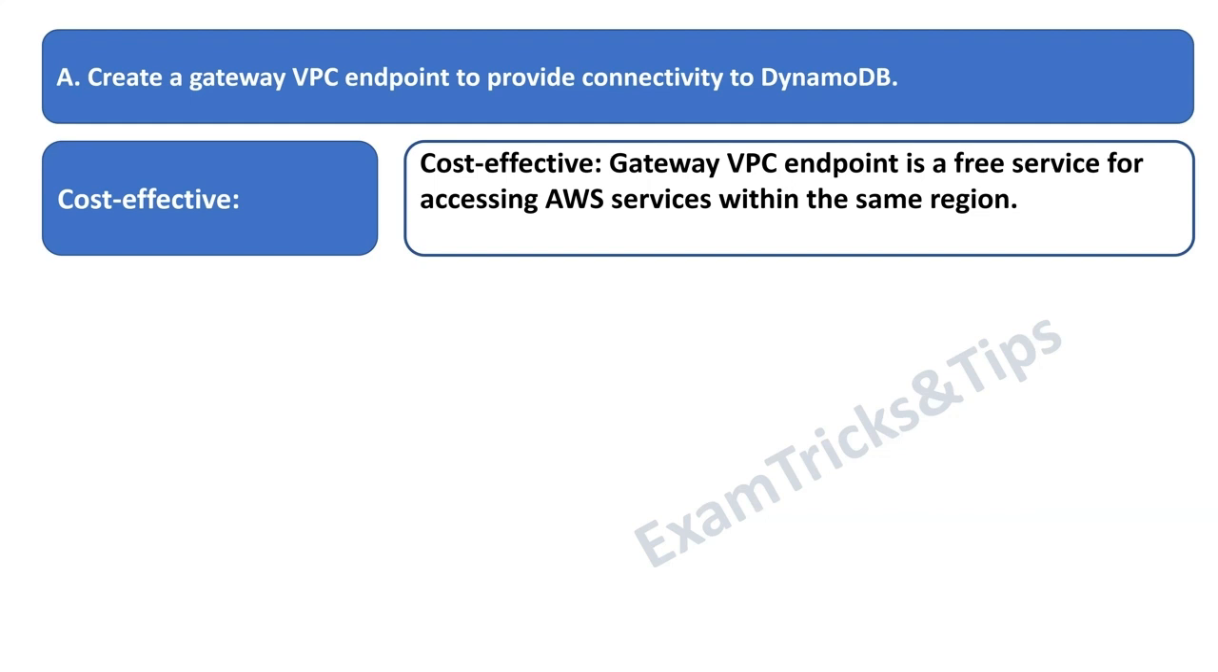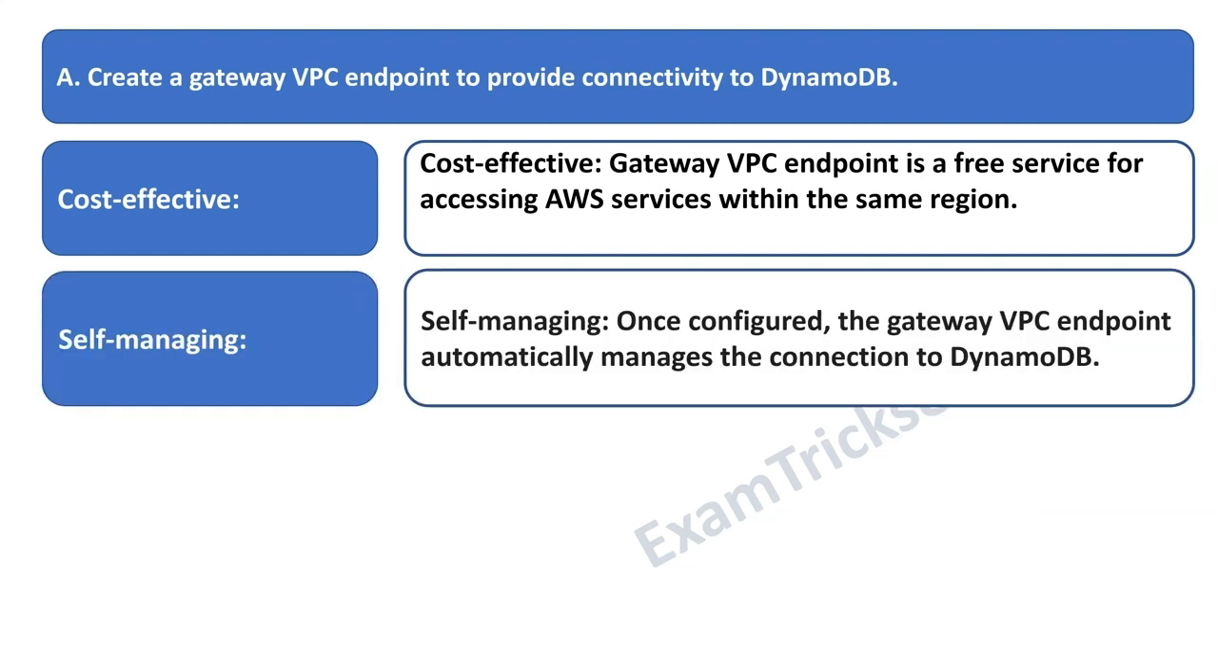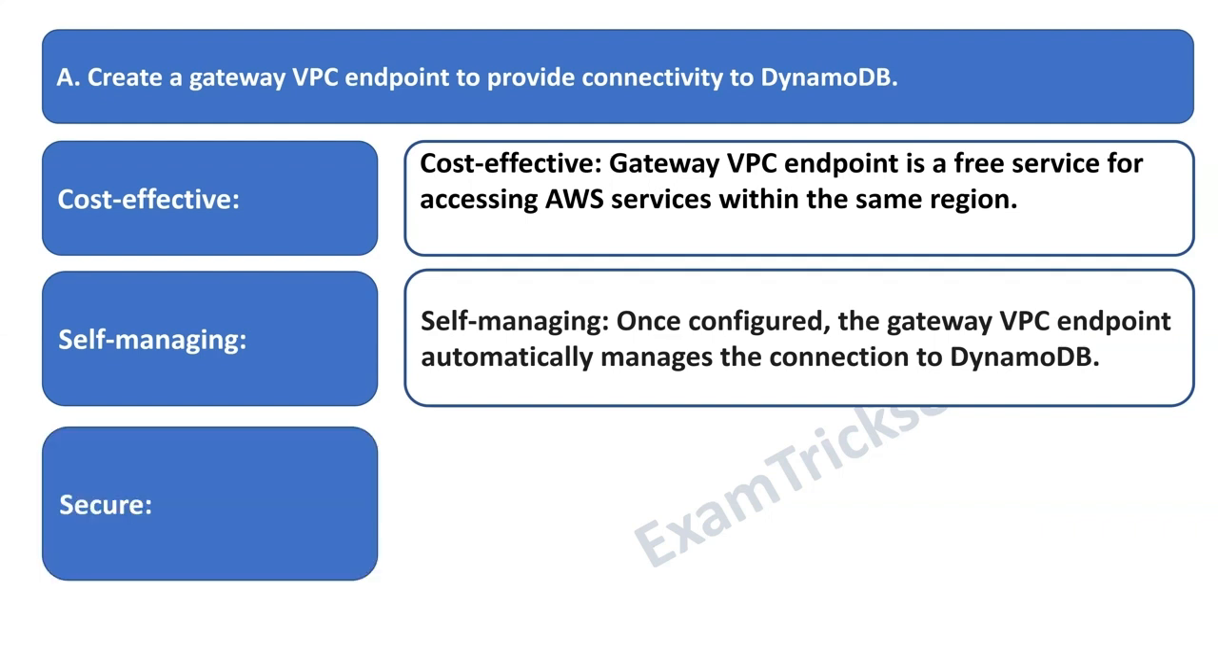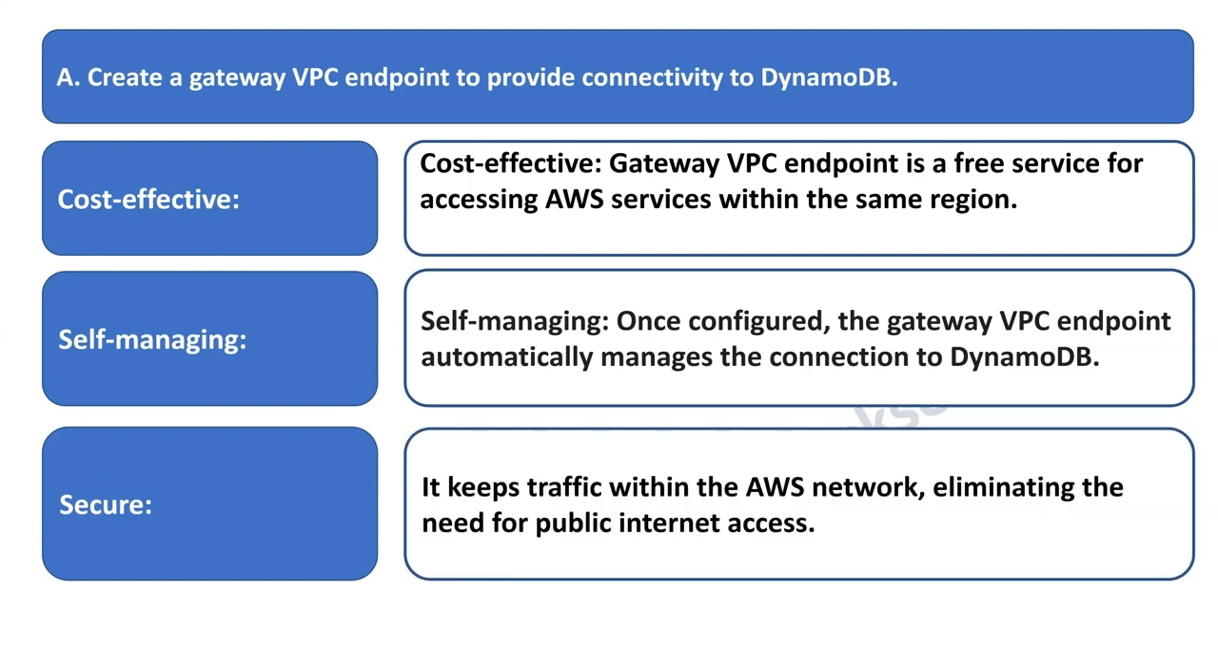It's self-managing. Once configured, the gateway VPC endpoint automatically manages the connection to DynamoDB. So you don't have any operational overhead. It's a self-managing solution. Security, it keeps the traffic within the AWS network. You do not interfere with any public internet access. That means your data is safe within AWS. And this mechanism for connecting your DynamoDB to your VPC resources keeps it secure within AWS, a perfect solution.